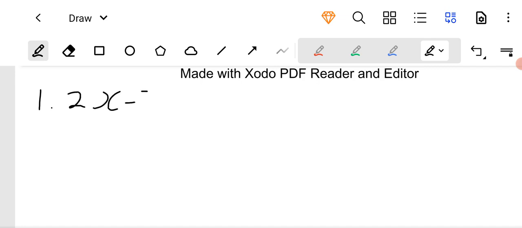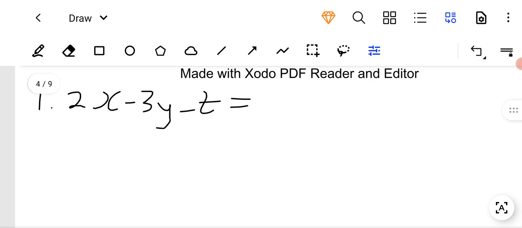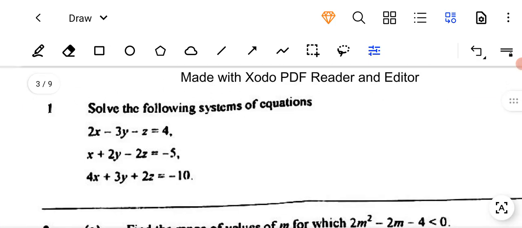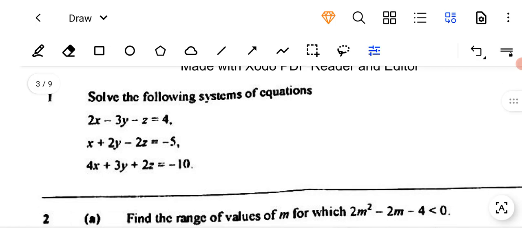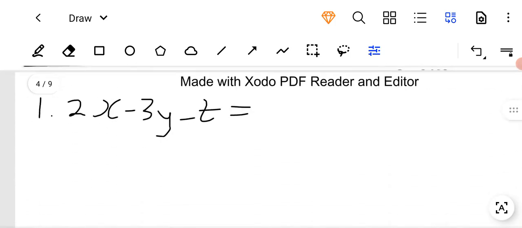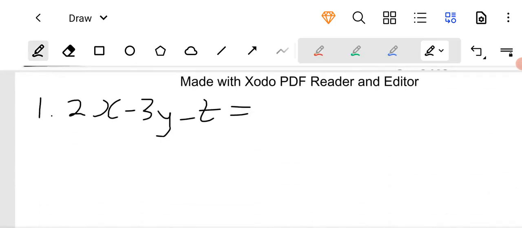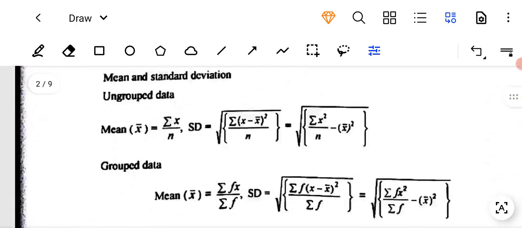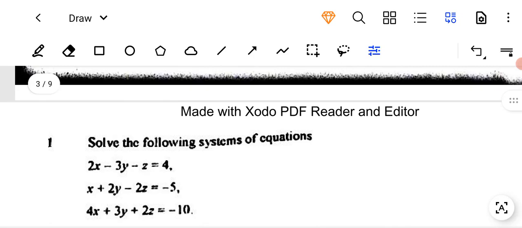So question 1, we are going to say 2x minus 3y minus z is equal to 4. Then x plus 2y minus 2z is equal to negative 5.